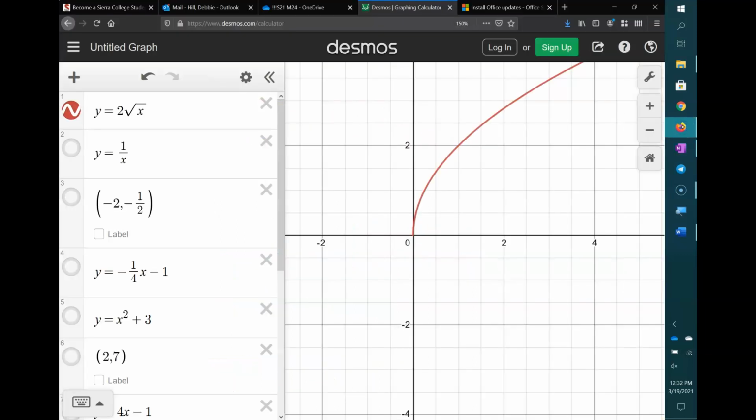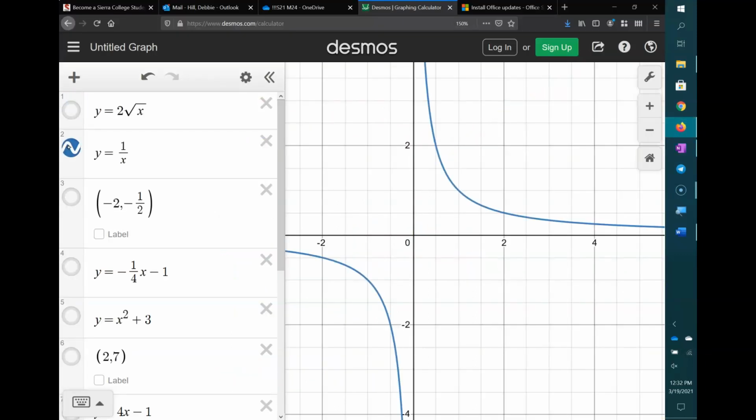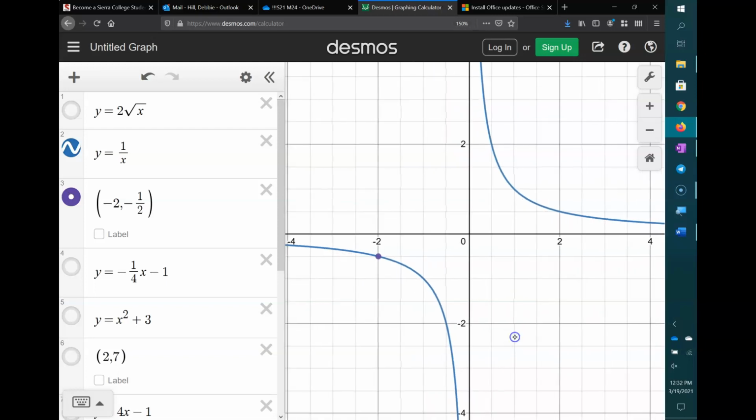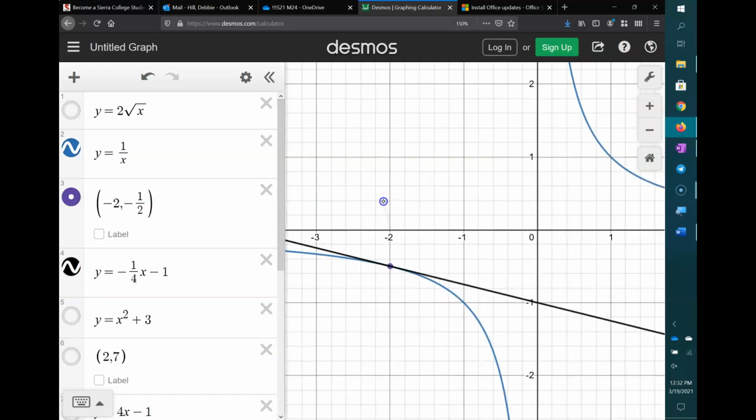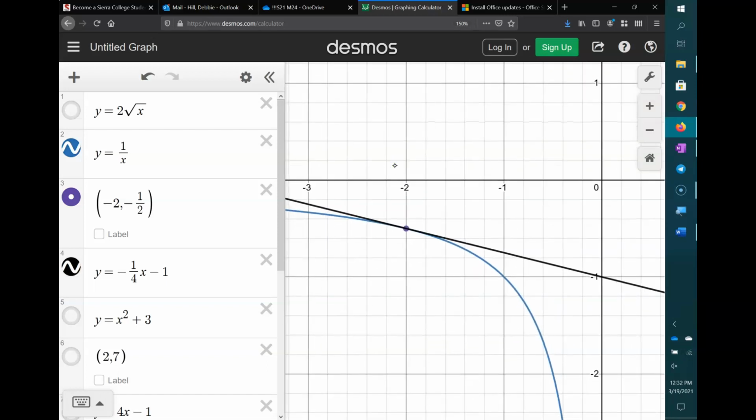So let's go look at the graph. Here's the graph of y equals 1 over x. Here is the point we found that's on the graph, -2, -1/2. So you can use this to check and make sure you really did find a point on the graph of the function. And then we found the equation of the tangent line, and I can see that it is touching at the right spot. And if I zoom in, I can see that, yeah, that line approximates that function quite well.